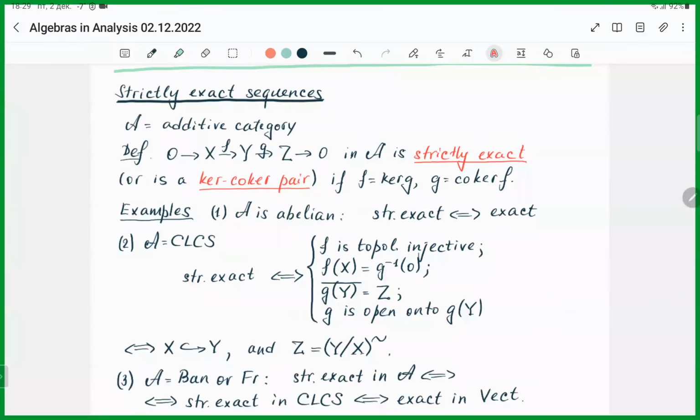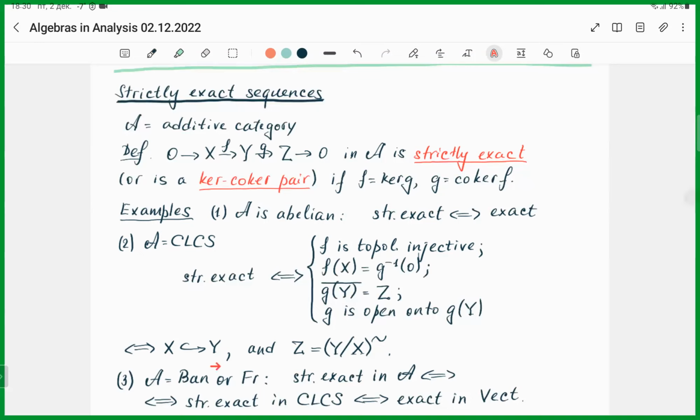So if we look at these conditions more carefully, it turns out that this is essentially equivalent to the assumption that f is a topological embedding of X into Y. So X can be identified with a closed subspace of Y, and Z is nothing but the completion of the quotient of Y modulo X. I'd like to stress that in the non-trivial case, we must take the completion, because the quotient of a complete space modulo a closed subspace is not necessarily complete.